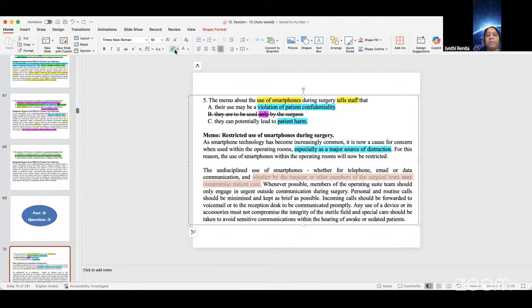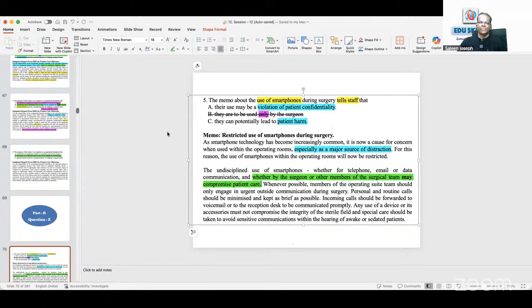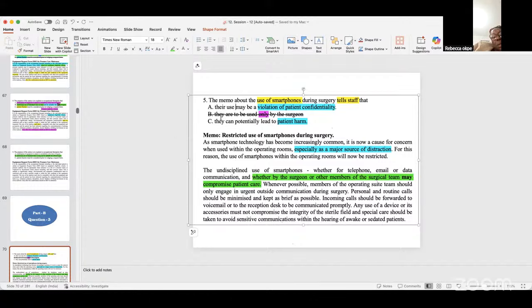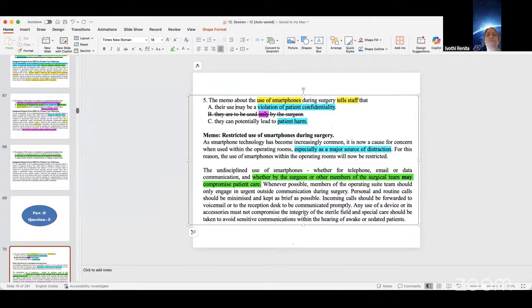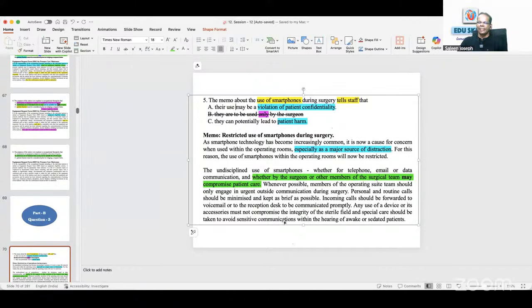Do you need to continue reading? No. "May compromise patient care." What does it mean? It can potentially lead to... Okay, let's see. You can continue reading. Since I haven't got clarification, let's read and eliminate other things. Okay, continue reading. Whenever possible?